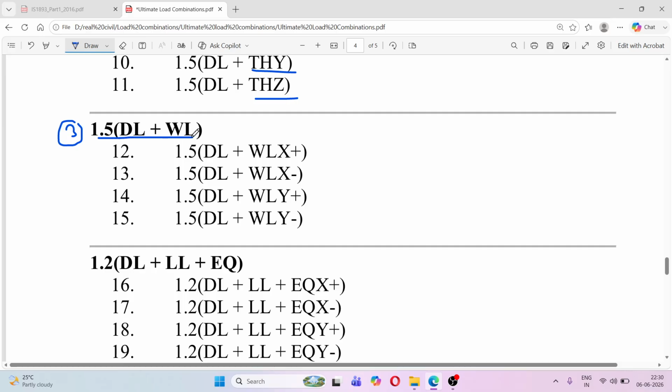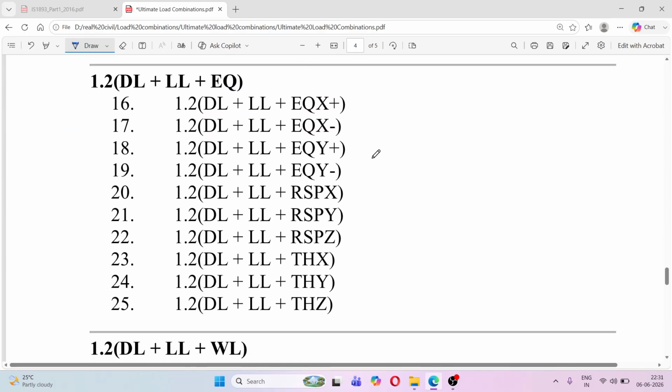Then in our third case, 1.5 dead load plus wind load. Again in wind load there will be four cases: wind load X positive, negative, Y positive, negative. So there will be four cases: 1.5 dead load plus wind load X positive, 1.5 dead load plus wind load X negative, 1.5 dead load plus wind load Y positive, 1.5 dead load plus wind load Y negative.